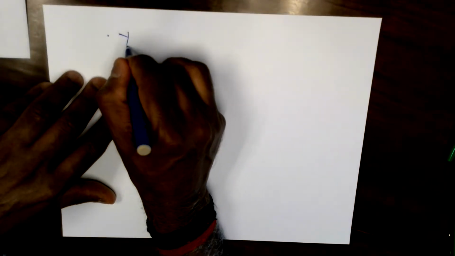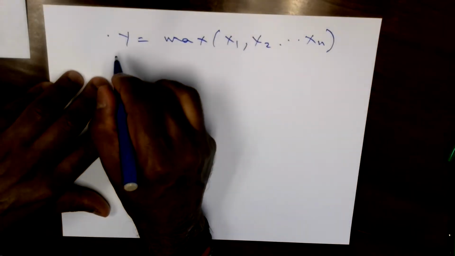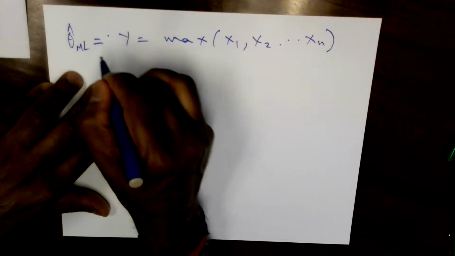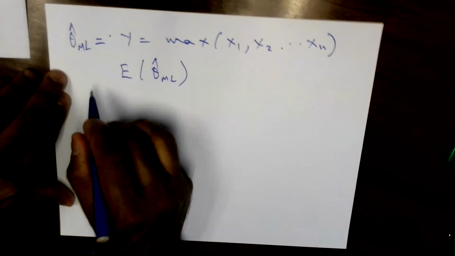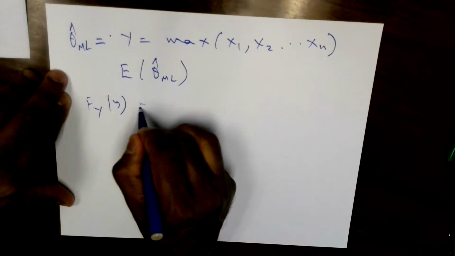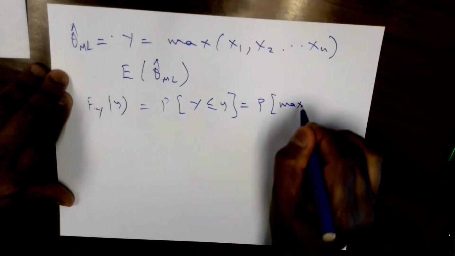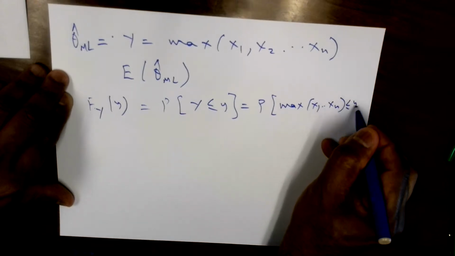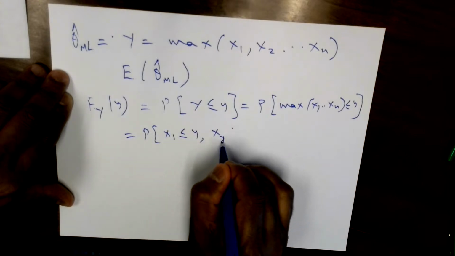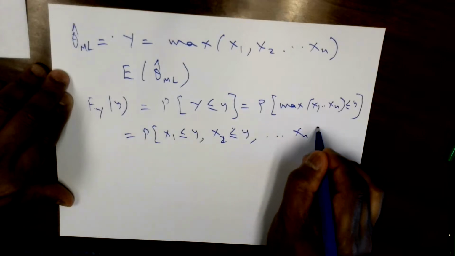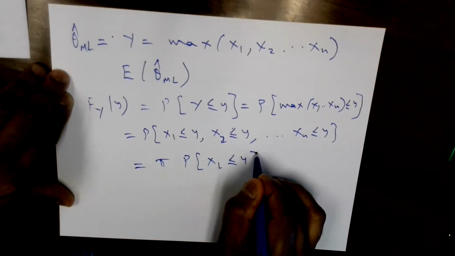All right, so let me call that y to be max of x1, etc. So this is your maximum likelihood estimator. We want its mean and variance, let's say. So we need to find the density function of y. I'll start with the distribution: probability of Y less than or equal to y. But Y is given to be max of x1, etc. So this is a problem in probability. If the maximum is less than y, each of them must be less than y. But these are all independent random variables, so this is the same as the product of the probabilities that any xi is less than or equal to y.